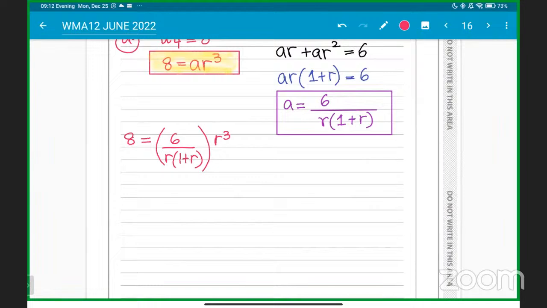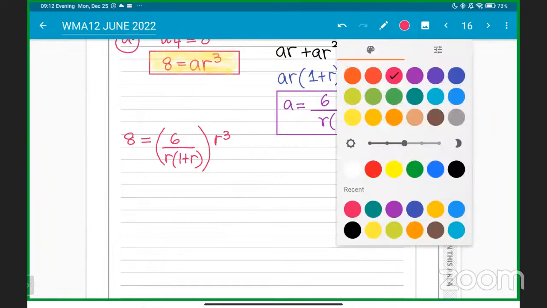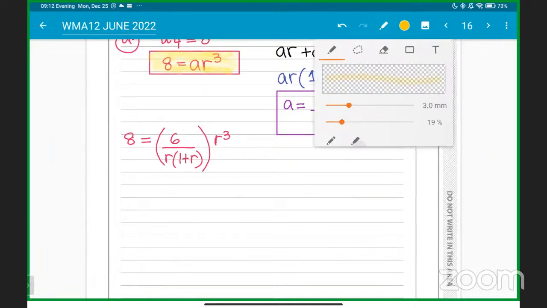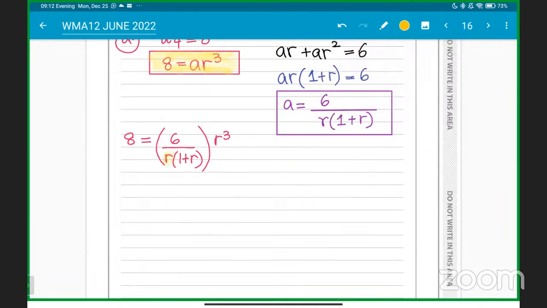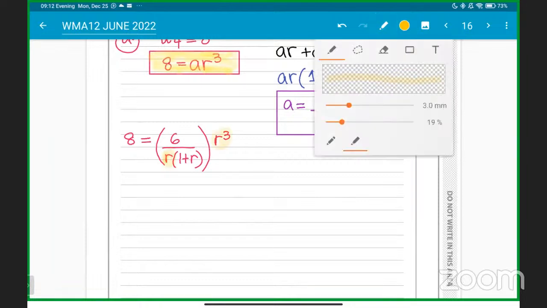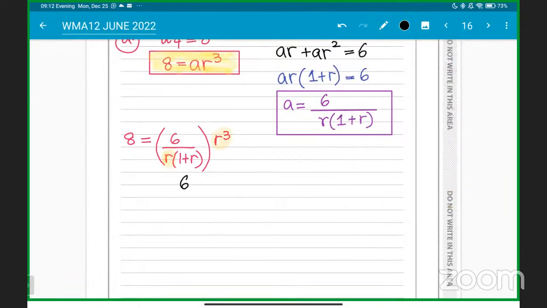Got it, guys? Okay. And now you just have to simplify to get the equation that they're asking us for. So it's very simple now. You can say that R cancels out with the R cube, so R square is left. So it will be 6R square is equal to 8 multiplied by 1 plus R. Is everyone there with me? So here we go. It will be 8 plus 8R is equal to 6R square. So 6R square minus 8R minus 8 is equal to 0.